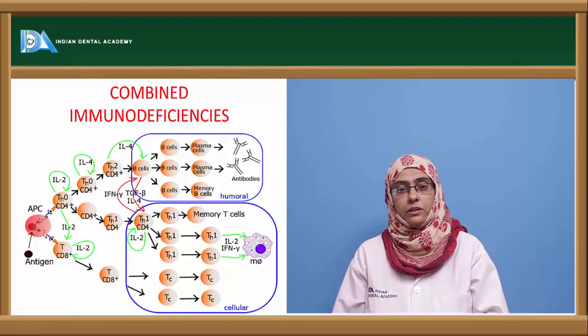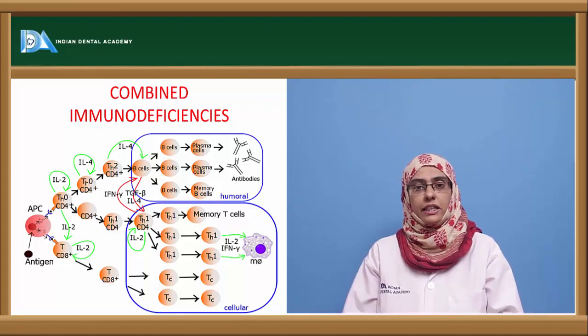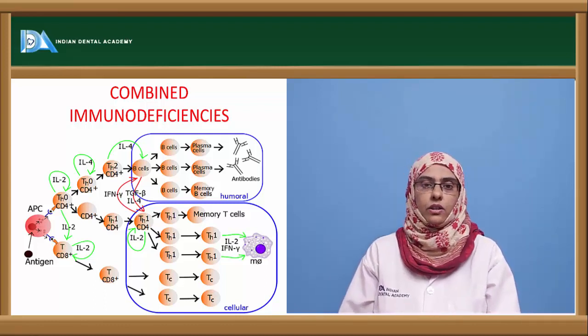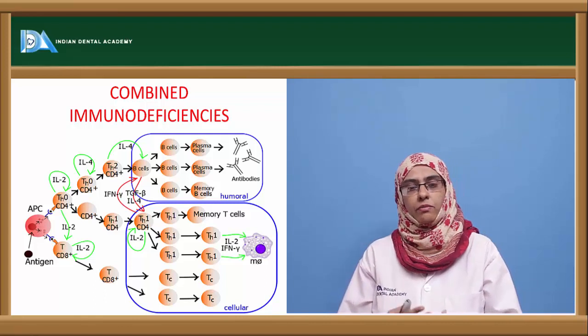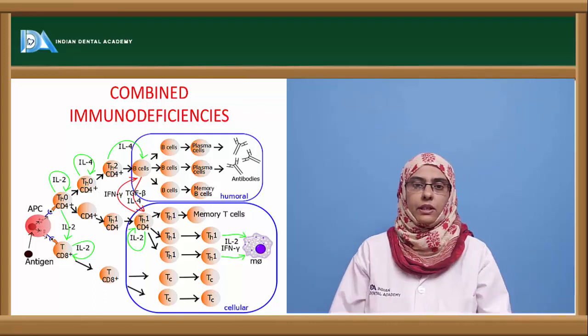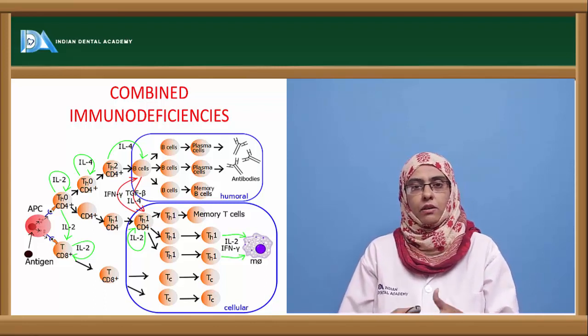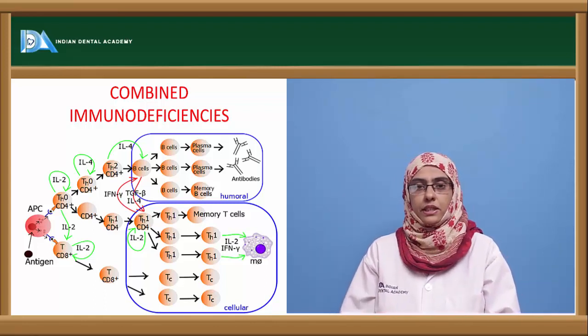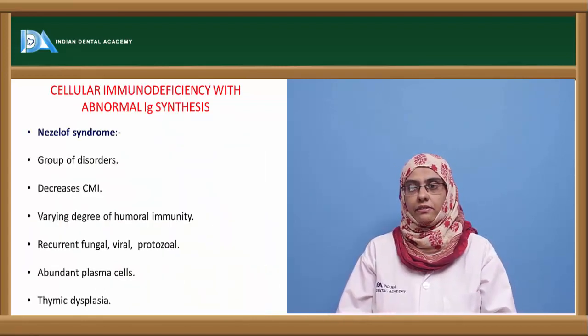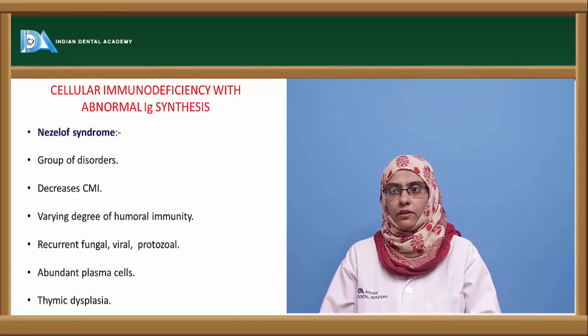But in the case of these immunodeficiency diseases, there is a combined loss or improper development of both the responses, both the humoral as well as the cellular immune response. So the interaction of these is lost, as a result of which the person suffers from combined immunodeficiency diseases. The first one that we'll be dealing with here is Nezelof's syndrome.